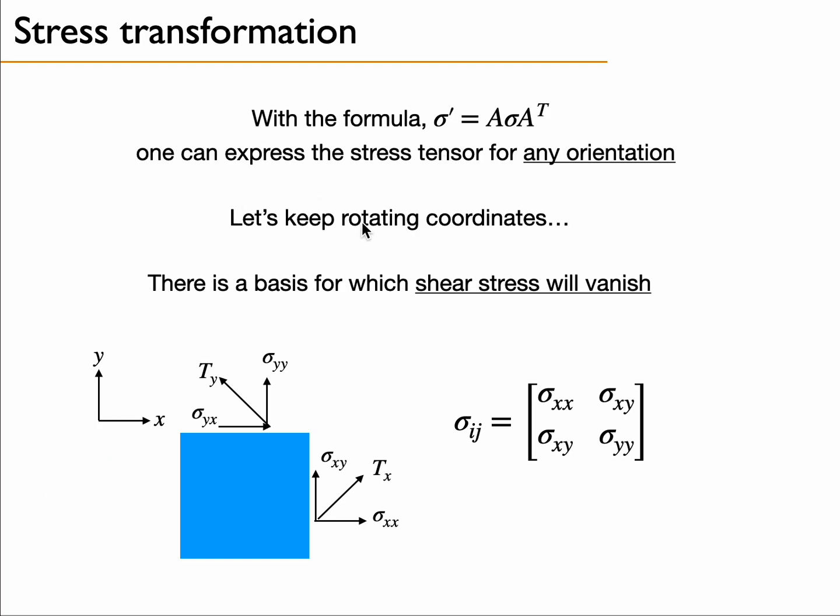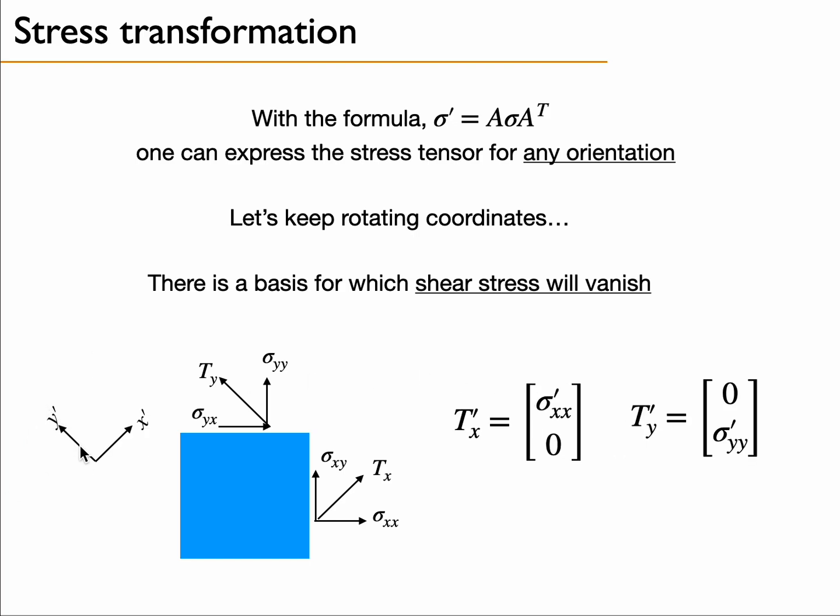So let's keep rotating coordinates. We take a stress tensor, which is here dense. It has the 4 components. But we will be looking for a basis for which the shear stresses will vanish. So it means for a given orientation, there exists a sigma prime for which sigma xy will be equal to 0.